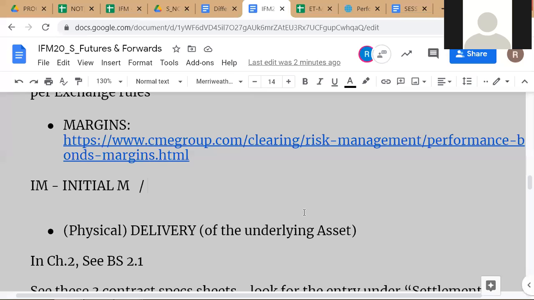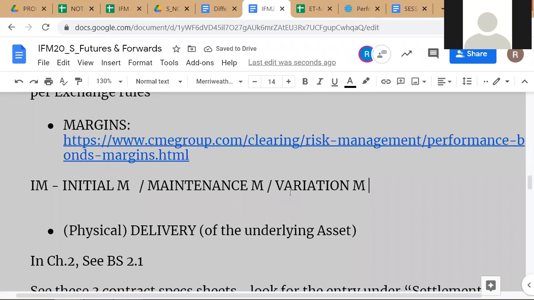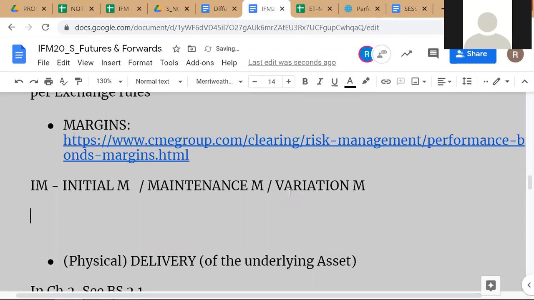Three concepts are important. Initial, maintenance, margin, and the other one that we want to talk about is variation margin. Okay. So, and then this is one aspect, and we can say that IM. Okay. Let's look at the differences here.